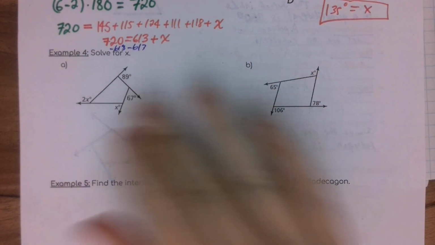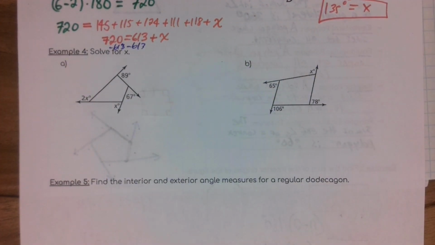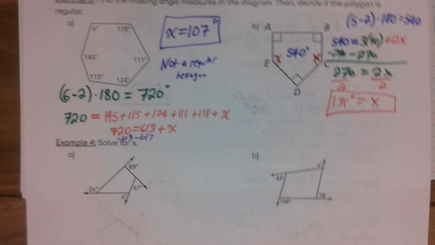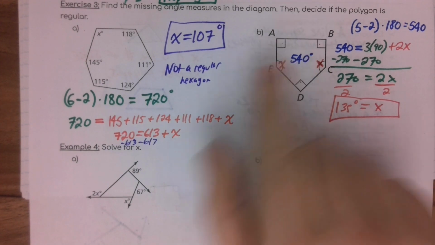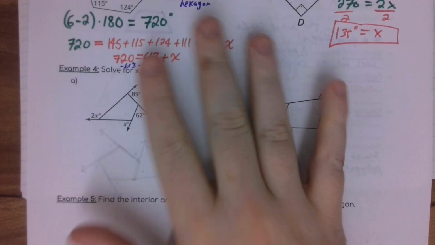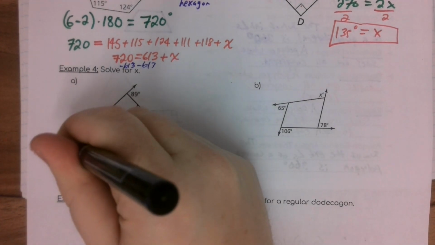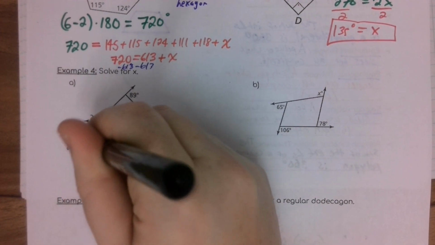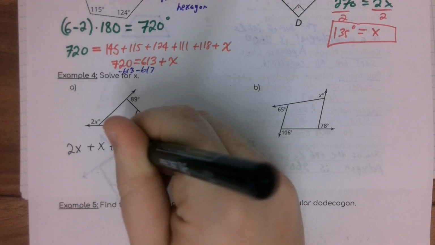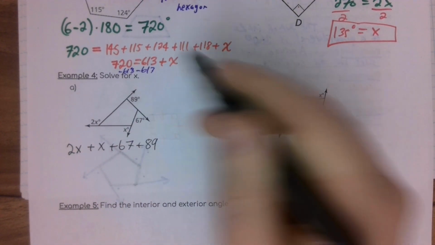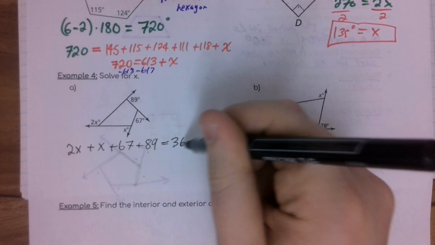So if we're asked to find x and we're dealing with exterior angle measures, it's sort of a little bit easier than the problems before. See, before we had to figure out this mystery sum of the angles. Exterior angle measures are always going to add to 360. So we can just go right ahead and say 2x plus x plus 67 plus 89. All four of these should add together to make 360.